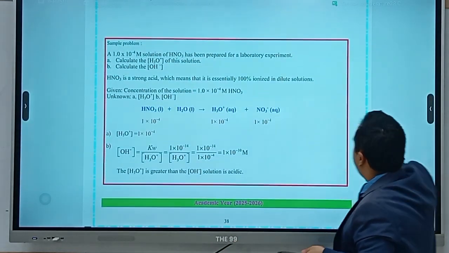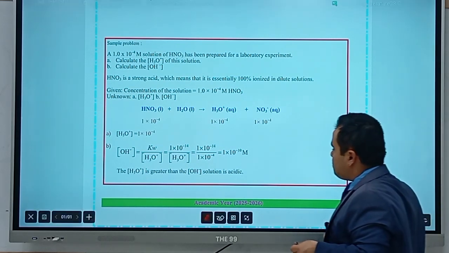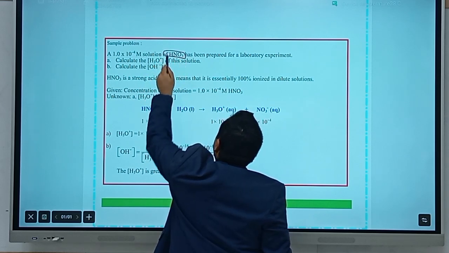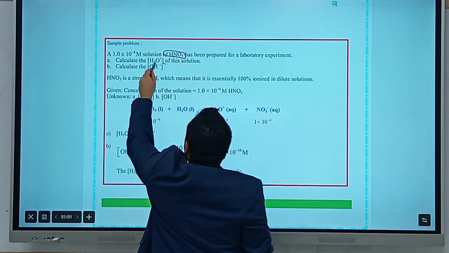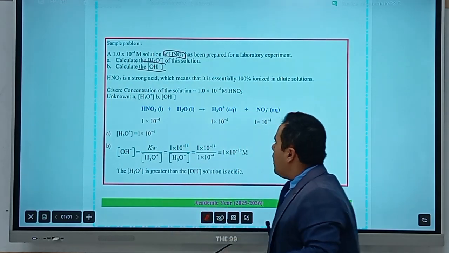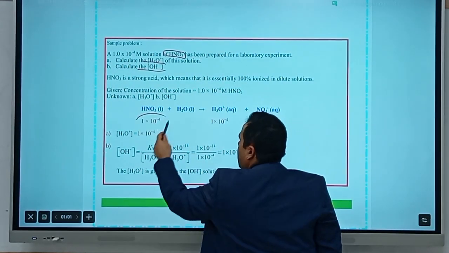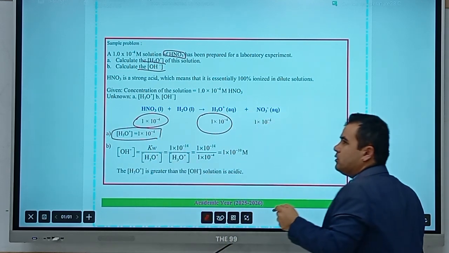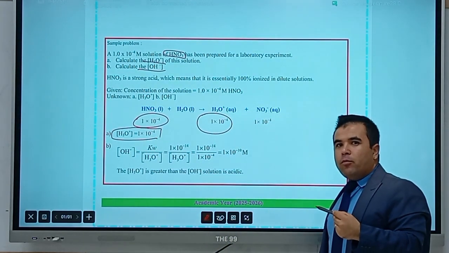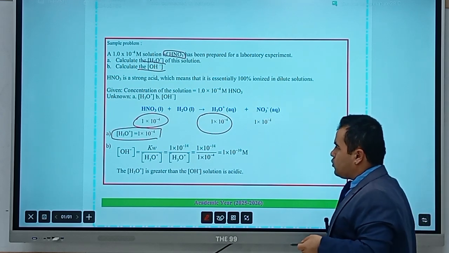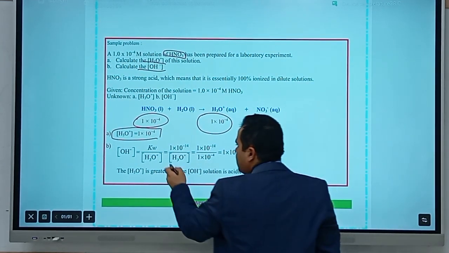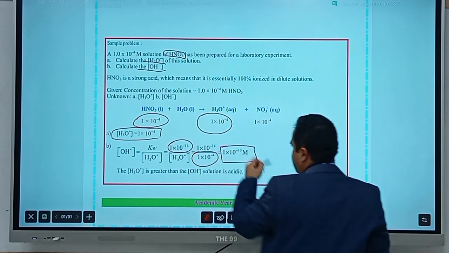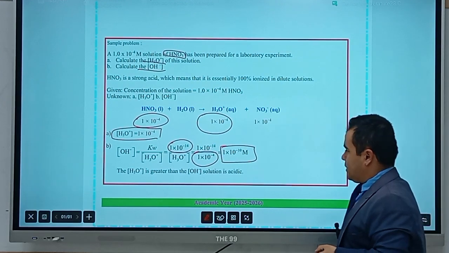Here we have got a sample problem in our book. Let us solve the sample problem. A 1 × 10^-4 HNO3 is given. So calculate the hydronium, calculate the hydroxide. Simply, guys, HNO3 will produce the same amount of hydronium. So the hydronium is equal to that amount. 10^-4 is higher than 10^-7. That's why it's an acidic solution. And then to calculate the hydroxide, 10^-14 divided by 10^-4, you get 10^-10 molarity of hydroxide.